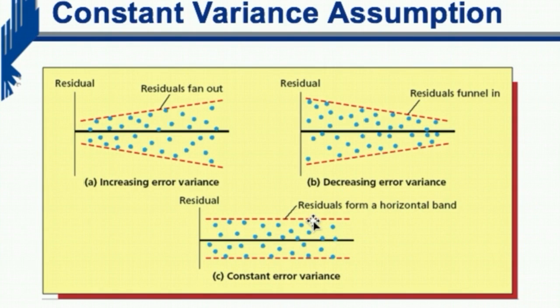So the residuals look like a horizontal band. The residuals are randomly dispersed, and they are not pronouncedly fluctuating, similar to the first two that we have seen. So as long as the residual plot looks horizontal and randomly dispersed, then we can say that the constant variance assumption is satisfied.